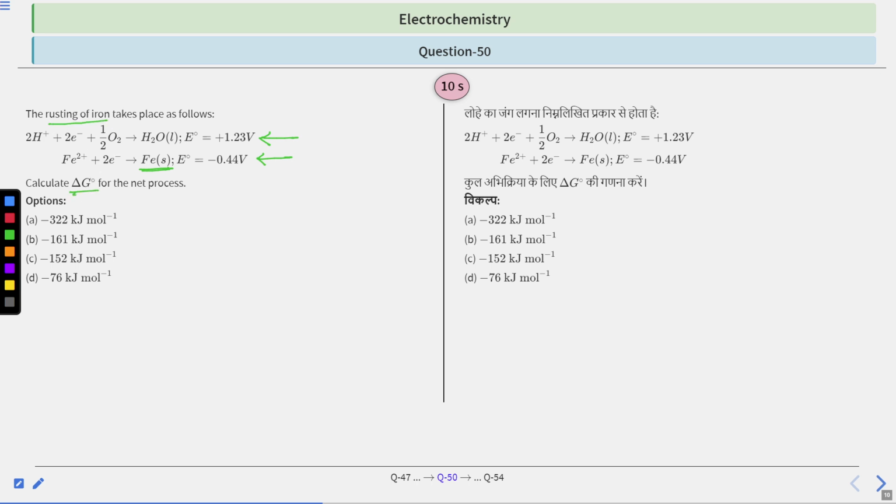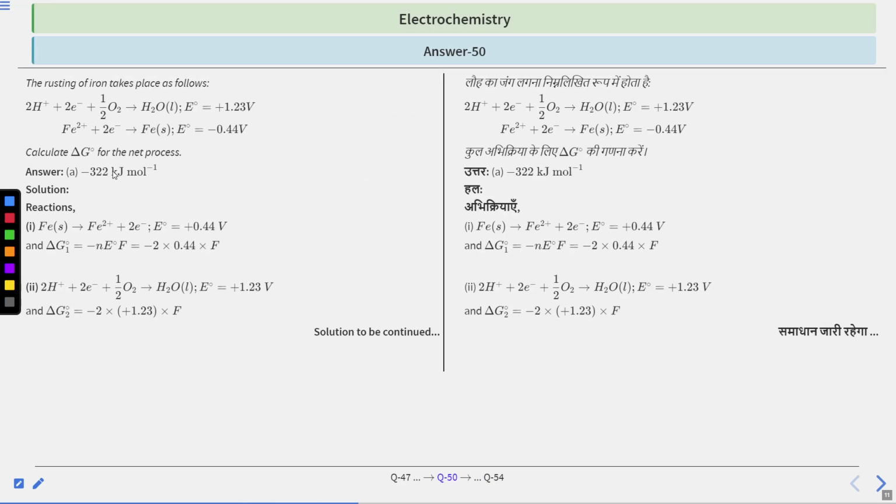We have to calculate the del G naught for the net process. Options are minus 322 kilojoule per mole, minus 161 kilojoule per mole, minus 152 kilojoule per mole, or minus 76 kilojoule per mole. You have 10 seconds to solve this question. After that, we will see the answer. Okay, let's see the correct answer. The correct answer is option A, that is minus 322 kilojoule per mole.